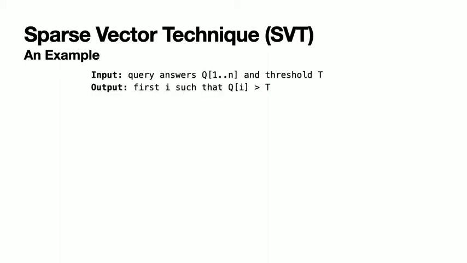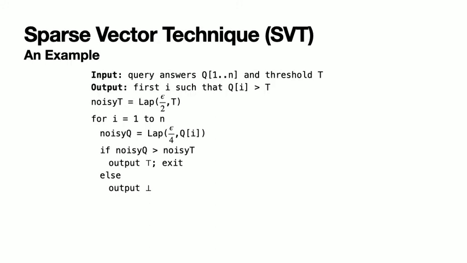We start with the well-known example of the sparse vector technique. Essentially, the sparse vector technique is an algorithm which takes a sequence of query values and a threshold constant t and outputs the first i such that q of i is greater than t. Instead of working with the actual values, the algorithm works with noisy values of the threshold and the queries. Initially, it samples from a Laplacian distribution with mean the threshold value t and scaling parameter epsilon by 2 and stores it in the noisy threshold.